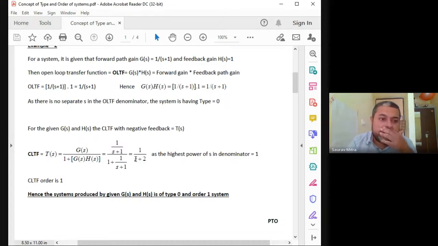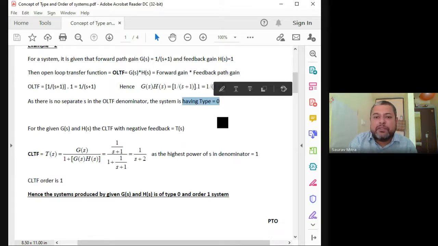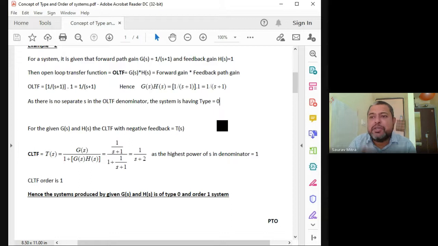Try to understand. So OLTF is giving us the type. So in this case we find what is the type of the system. So it is S raised to 0 into S plus 1. So there is no pole at origin in OLTF. That's why this is having the type of the system as 0. So there are mainly three types of system: type 0, type 1, type 2.